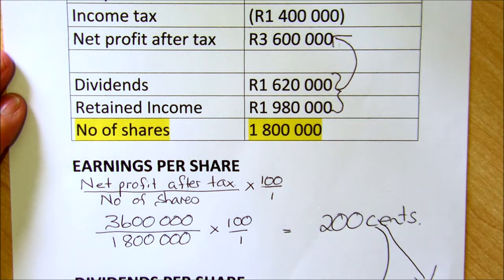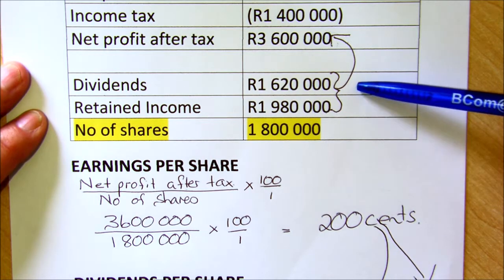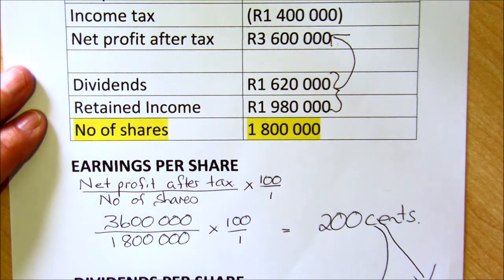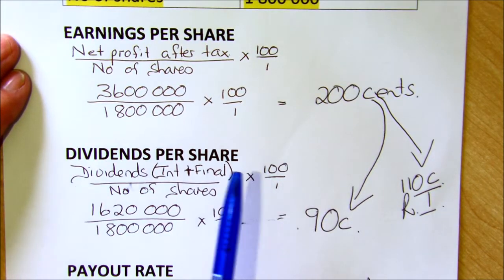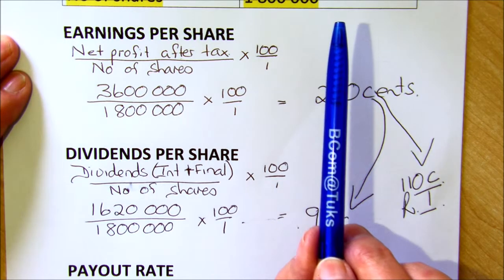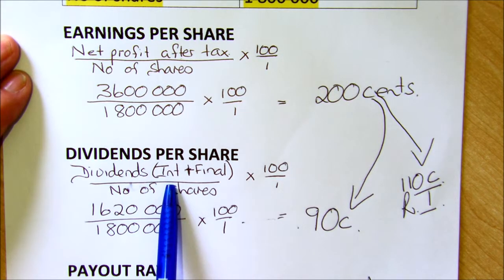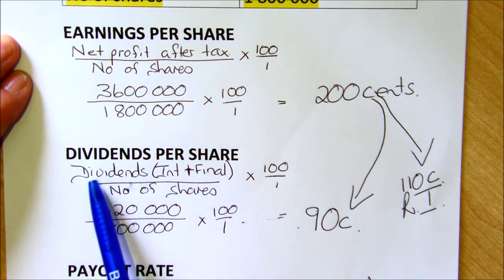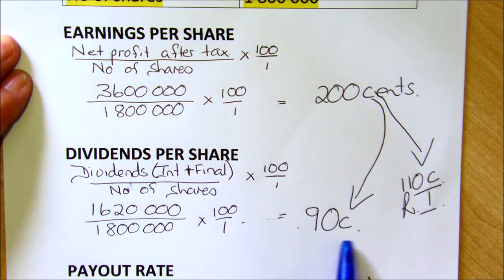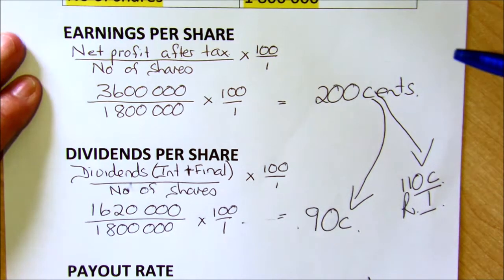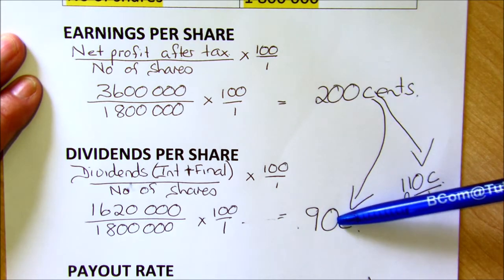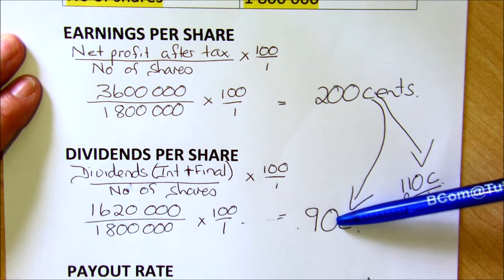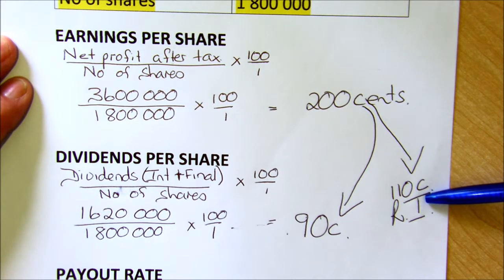But then, of that earnings, they paid out 1,620,000. And so that leads you to the next one, which is your dividends per share. Now these dividends, at 1.6 million, is your interim that have been paid out during the year, plus the final, and again divided by the number of shares. And that gives you an answer of 90 cents. So what it's meaning is that out of the 200 cents that we earned, 90 cents has been paid out to the shareholders. The difference, the other 110 cents, has been retained in the company for future growth.